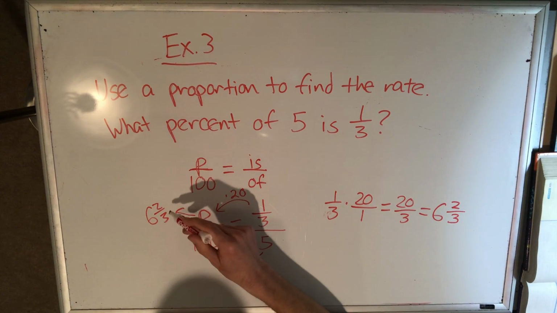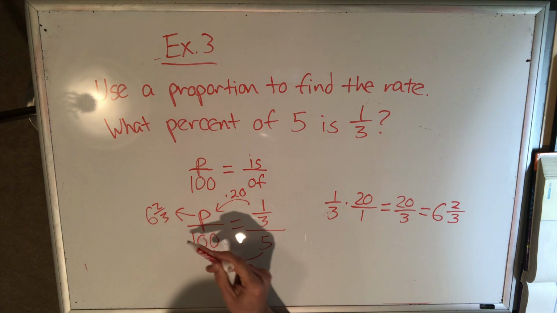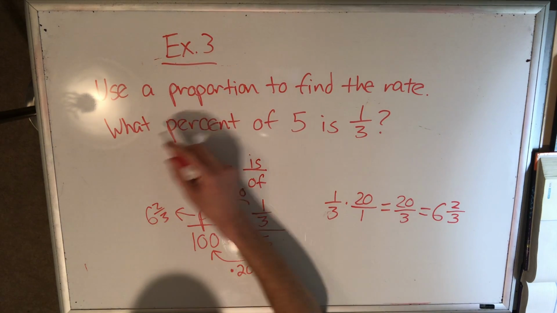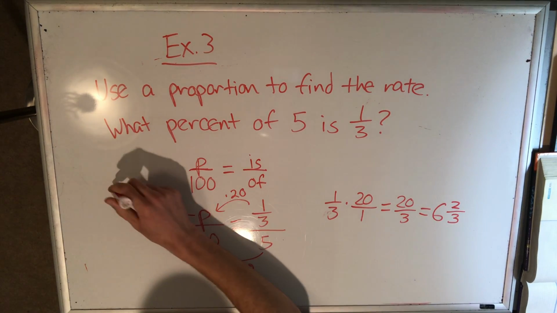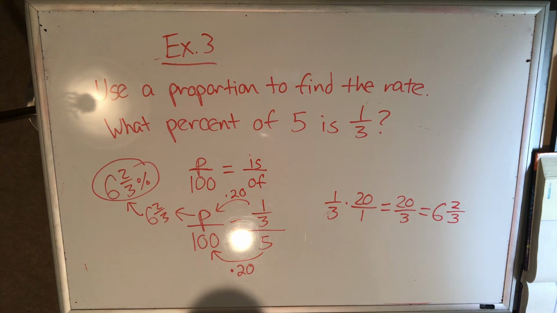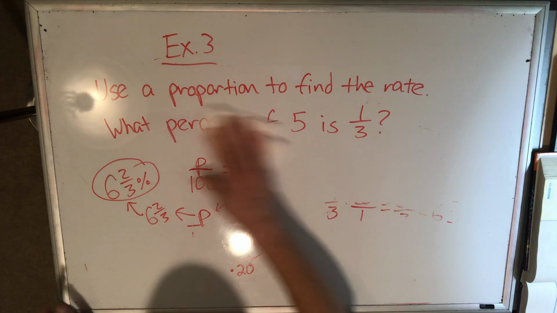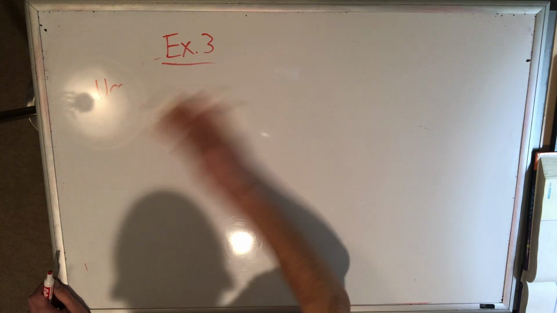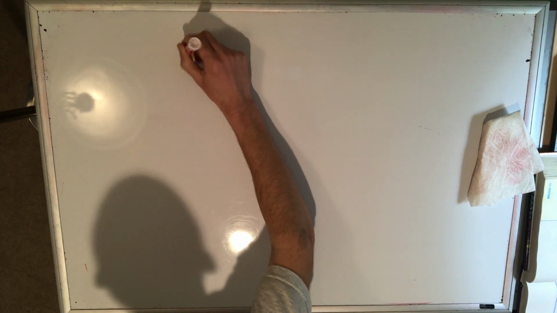And P stands for what percent? So it's 6 2/3%. Or 6 2/3 over 100 is 6 2/3%, because percent tells you how many hundredths you have. So 6 2/3%. Now let's go to example 4. Same set of directions. Use a proportion to find the rate.